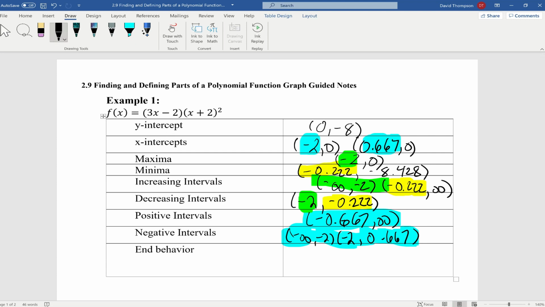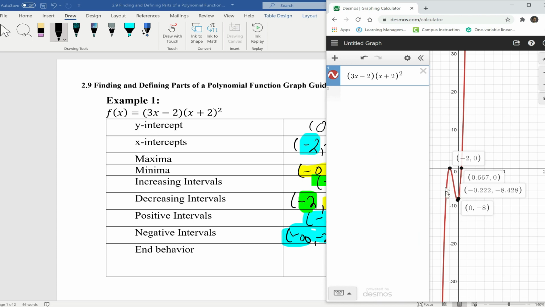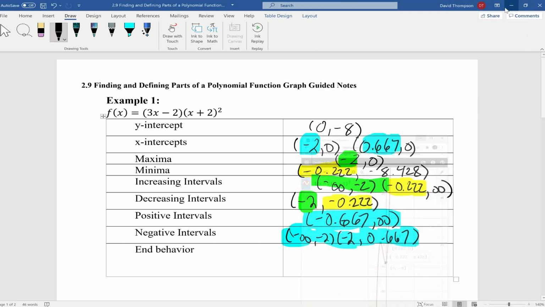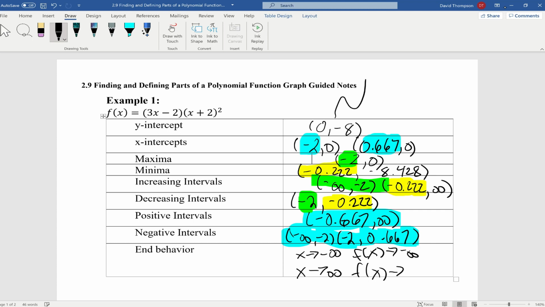Okay, now the end behavior. If we look to the left, as x approaches negative infinity, it's going down towards negative infinity. And to the right, as x approaches positive infinity, it's going up, so it's going to approach positive infinity. So the graph in general looks something like this. So we say as x approaches negative infinity, f of x approaches negative infinity. So in other words, to the left, it goes down. And as x approaches positive infinity, f of x is going to approach positive infinity.